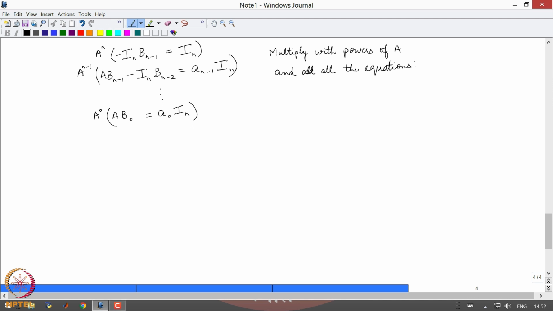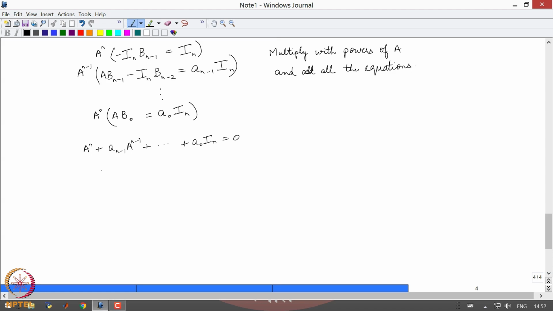So, when you add all the equations, all the terms on the left hand side get cancelled, and we will be left only with the terms on the right hand side. And what are those terms? The first term will be A^n, because A^n is getting multiplied with I_n, and the second term will be a_{n-1} A^{n-1}, and so on, up to a_0 I_n, because A^0 is just I_n. And because all the terms on the right hand side got cancelled, I can just assume it to be 0. So, this is what the Cayley-Hamilton theorem says, and we were able to prove it.